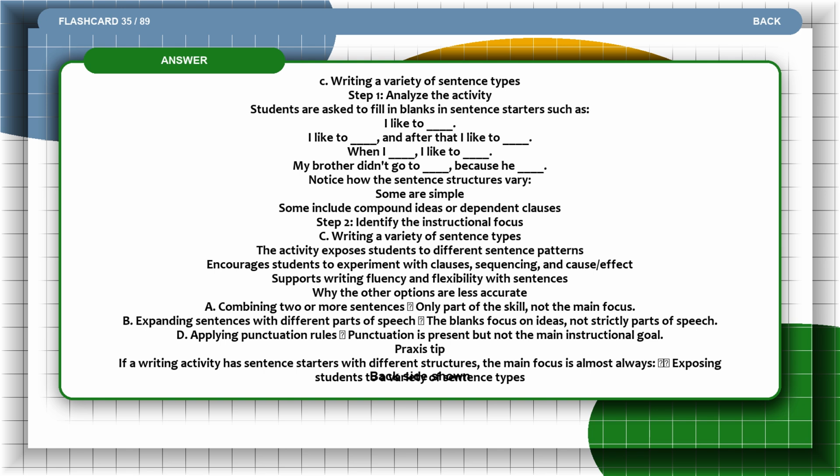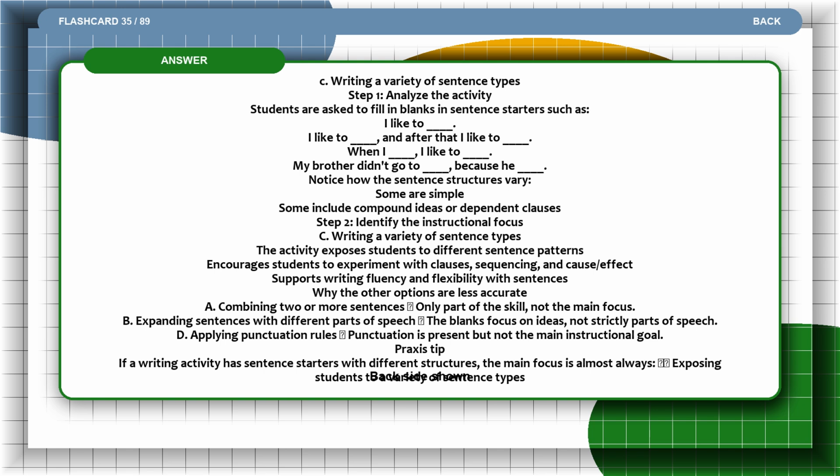"When I blank, I like to blank." "My brother didn't go to blank because he blank." Notice how the sentence structures vary. Some are simple, some include compound ideas or dependent clauses. Step 2. Identify the instructional focus. C. Writing a variety of sentence types.